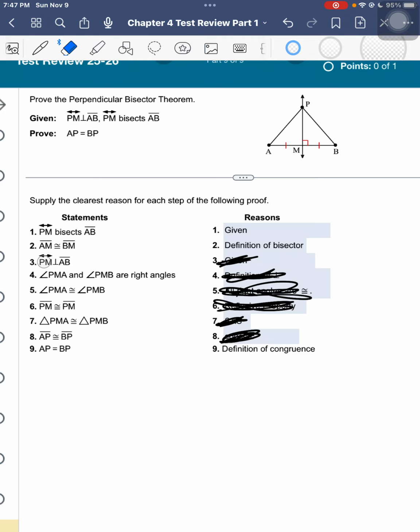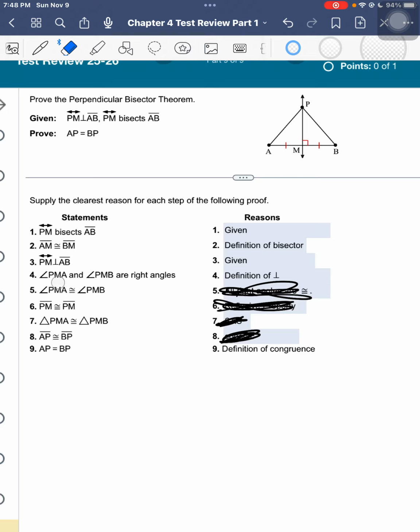Now, how do I know that line PM is perpendicular to the segment AB? Because they said it, so it's given. Now, how do I know that PMA and PMB are right angles? Because that's the definition of perpendicular, right? If something is perpendicular to something else, what's going to form are right angles. So definition of perpendicular.